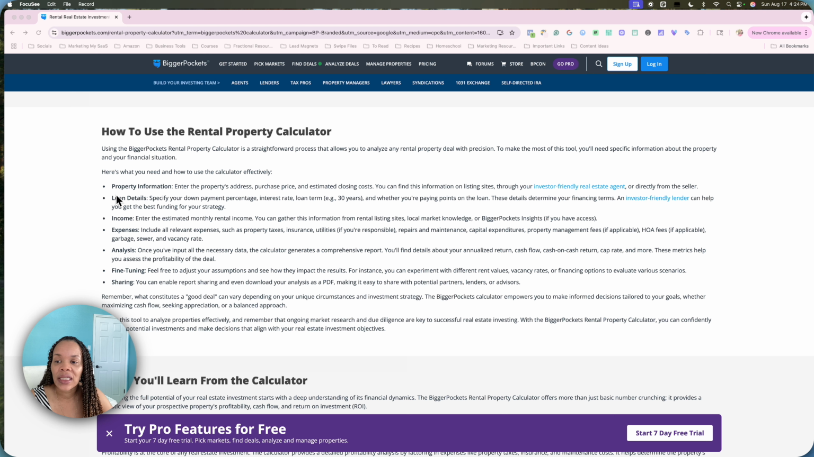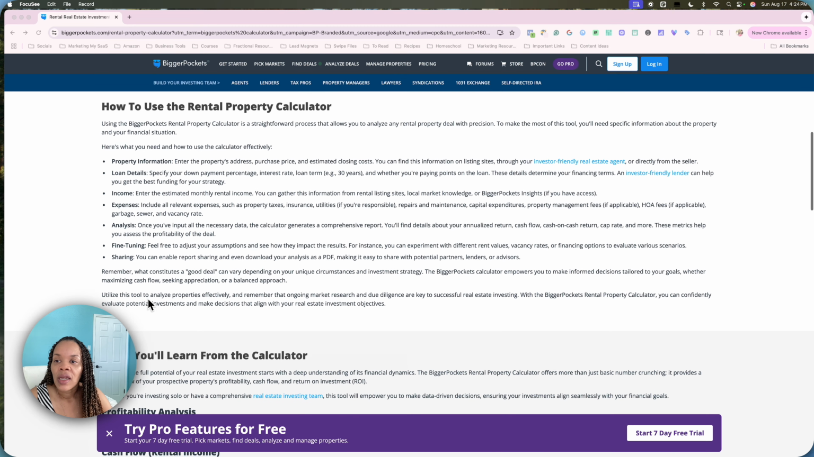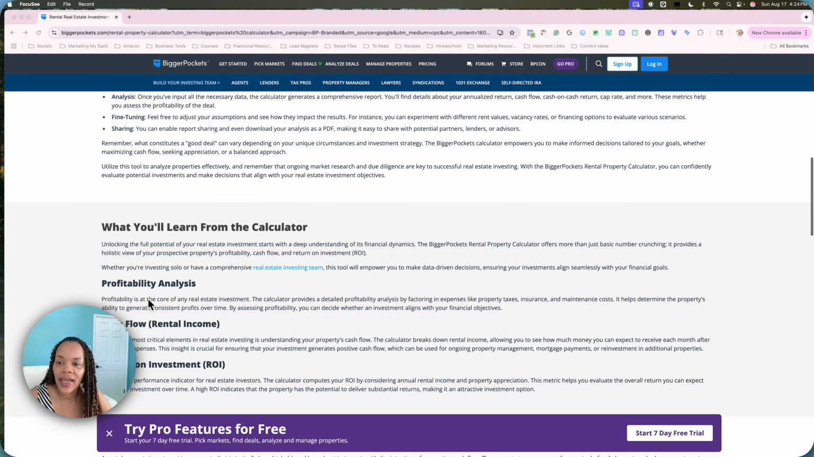You're going to need a lot of information: the property, the loan details, the income, and expenses. Then they're going to give you the analysis. After that, they tell you that you can go back and fine-tune and adjust your assumptions based on any different numbers you may have. And then you can share this report with other people. So if you have other investors or maybe your spouse, you can share this report with them. So it gives you information on how to use the calculator.